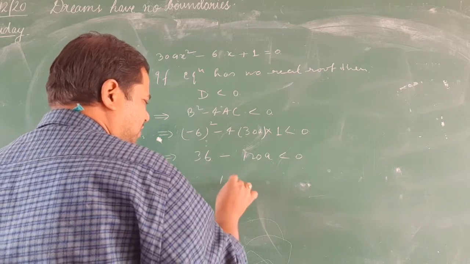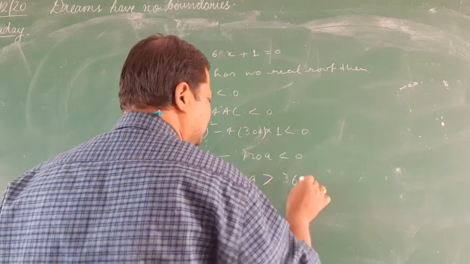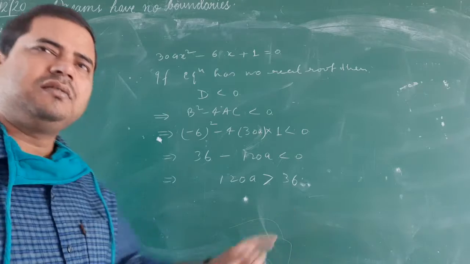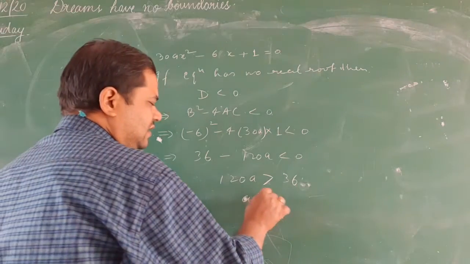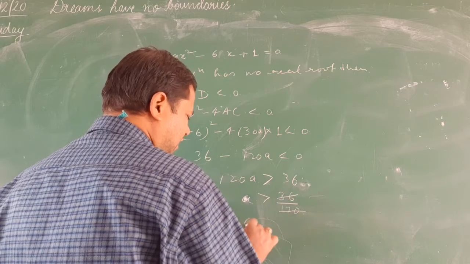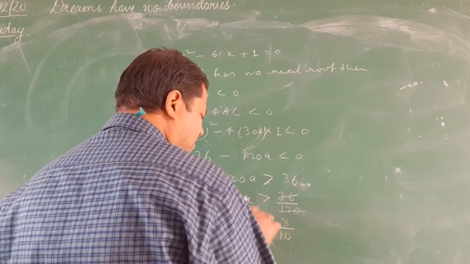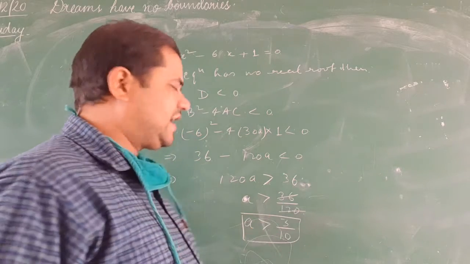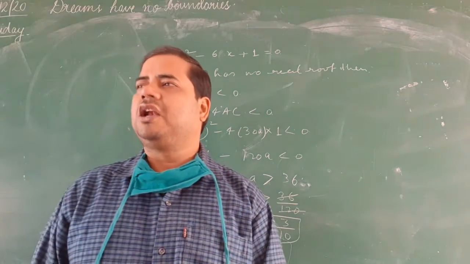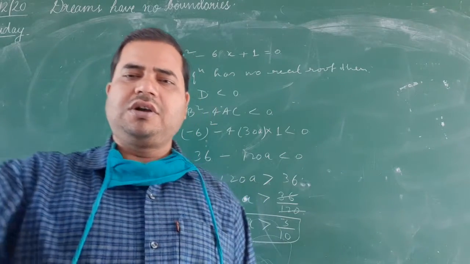So 120a is greater than 36. You understand this one? 120a goes to the other side, so it becomes greater than. So a is greater than 36 upon 120, which is 3 by 10. A must be greater than 3 by 10. Then the equation has no real roots. Otherwise, it has real roots. Understood? So note it down.